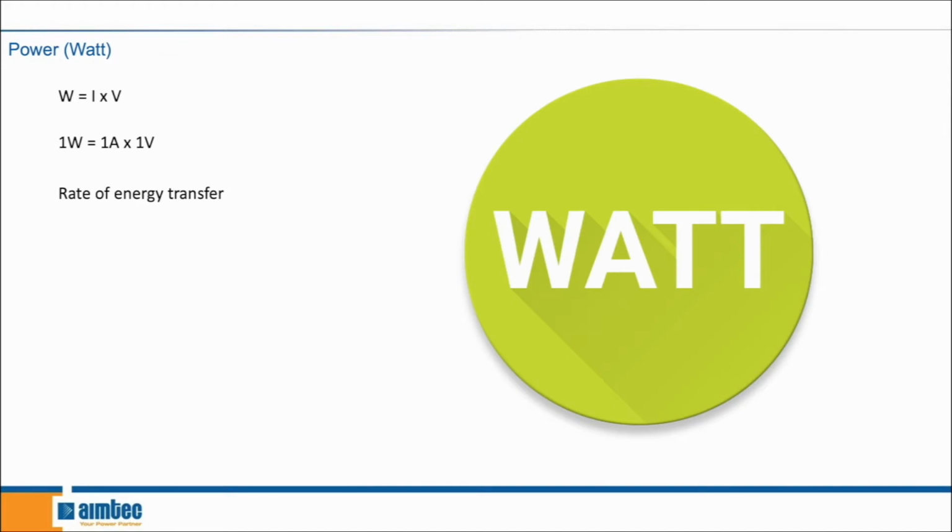Now, as we saw a bit earlier, the power measured in watts is simply the current times the voltage. So 1 amp times 1 volt gives you 1 watt. And a watt, or the power, is actually the rate of energy transfer.